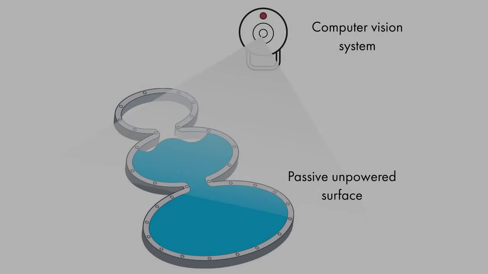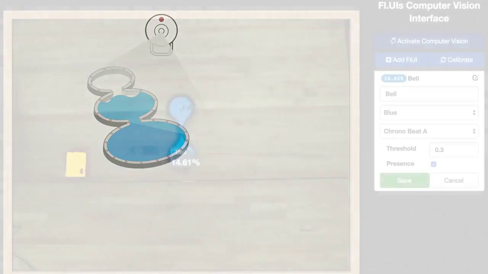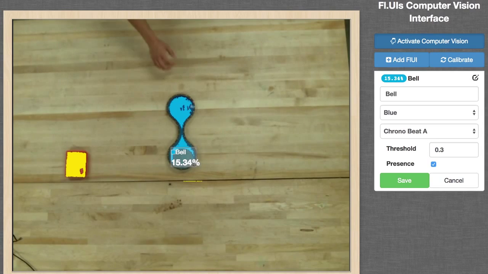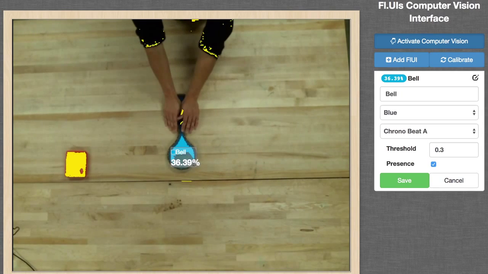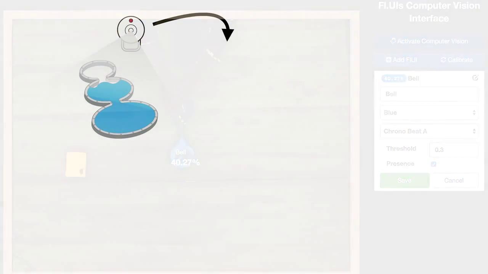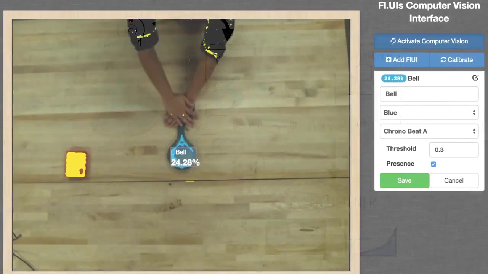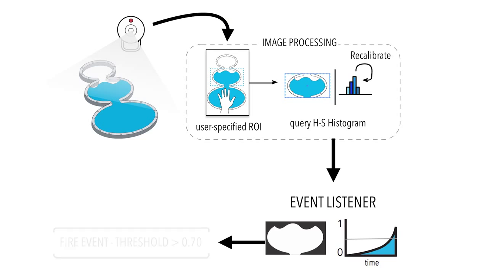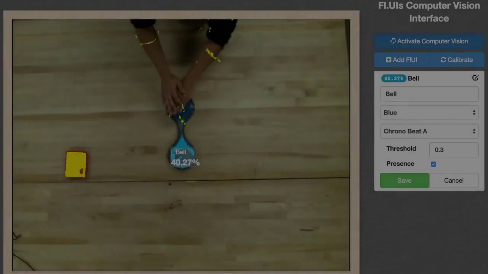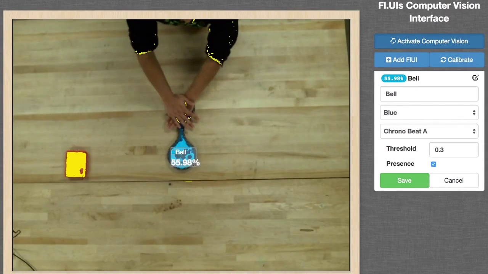The CV system uses the Get User Media API and lets a designer use her own webcam for quickly prototyping interactions with fluid interfaces. The CV system takes an HS histogram and analyzes the scene. Changes and light variation can be adjusted for by keeping static color cues.